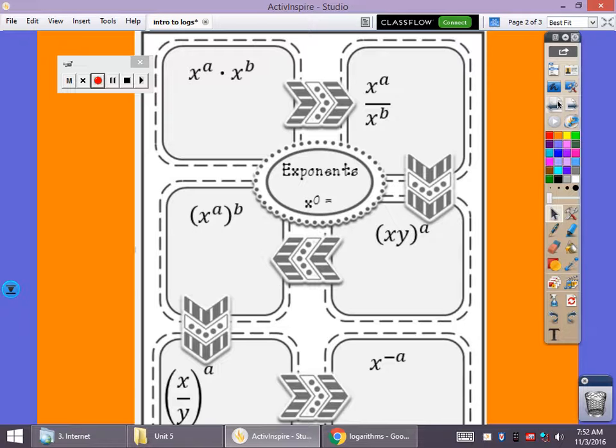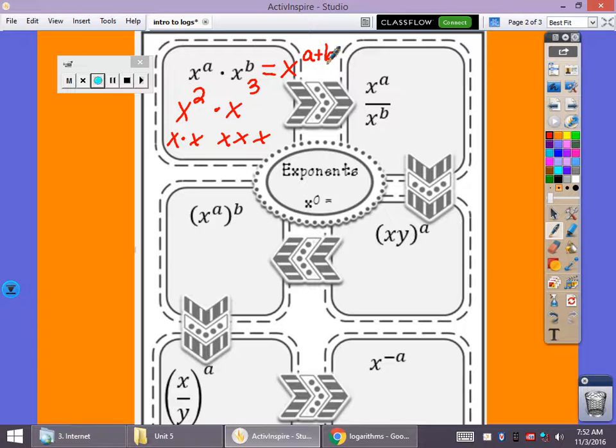Okay, so let's look at it really quick. Let's put some numbers in here so you can see. X squared times x to the third means x times x times x times x times x, yes? How many x's are up there? 5. How can I turn 2 and 3 into 5? Add them. So it should be x to the a plus b. Okay?